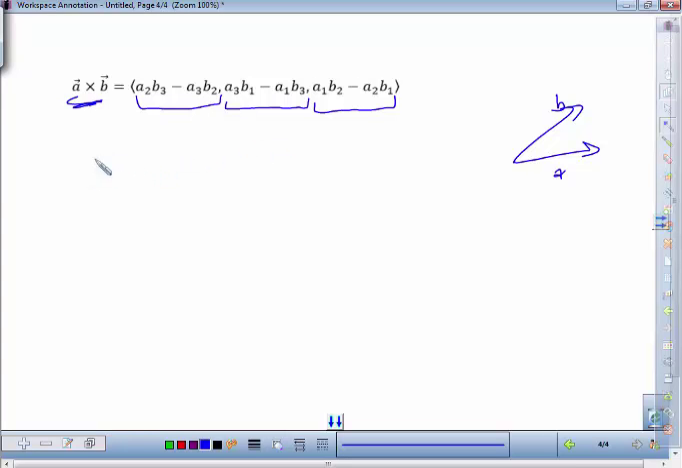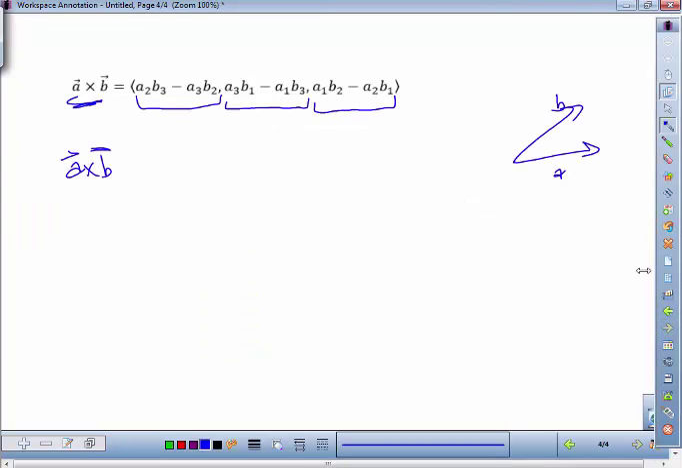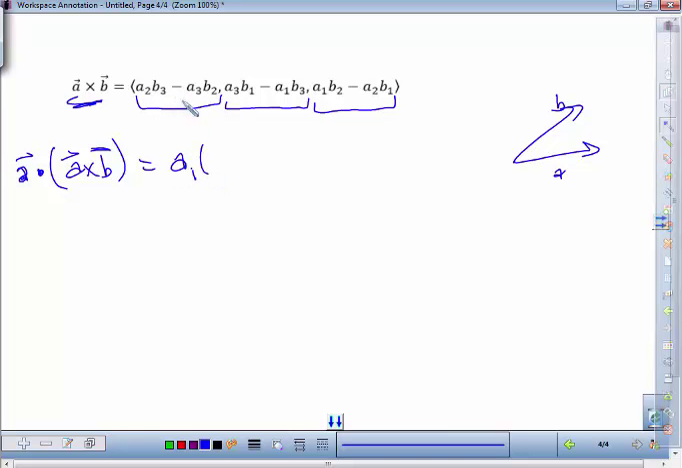So what I could do is take my A cross B, that's my new vector, which is equal to this big thing, and dot it with the vector A. So A is A1, A2, A3. I'm going to perform the dot product: A1 times A2B3 minus A3B2. Remember that the dot product is a scalar.